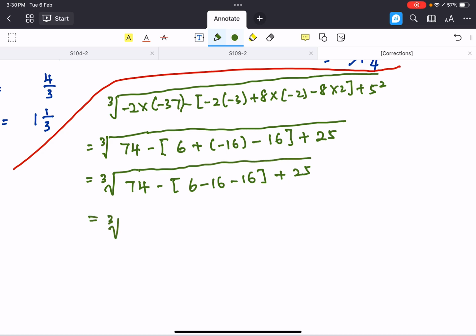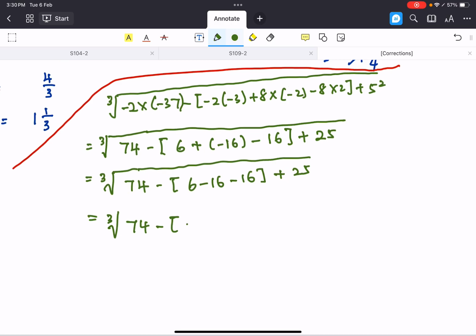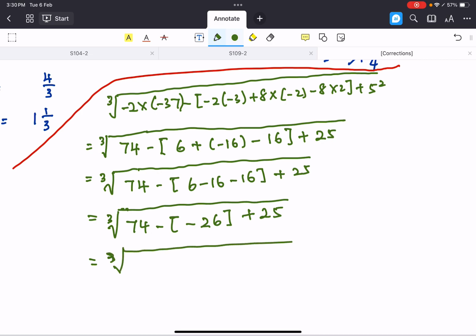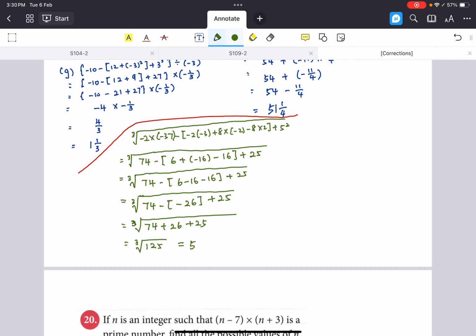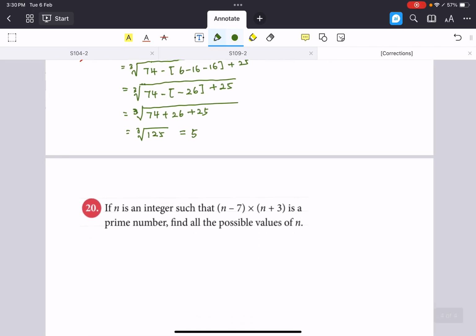So continuing, 74 minus 6 minus 16 minus 16 is negative 26 plus 25. So that gives us cube root of 74 plus 26 plus 25, right? We're almost done. This is actually cube root of 125, which is 5. Alright, so moving on to the last question.